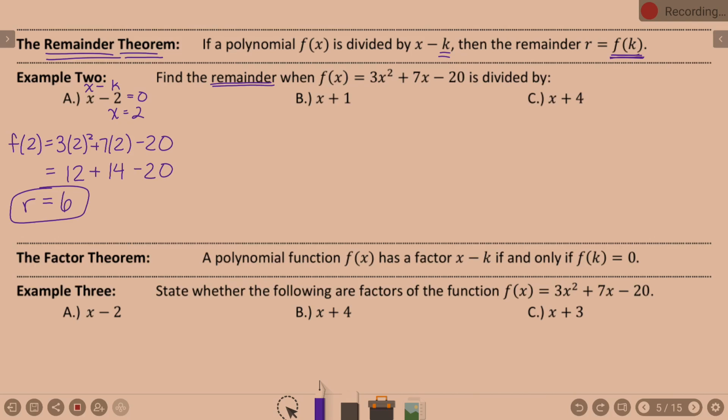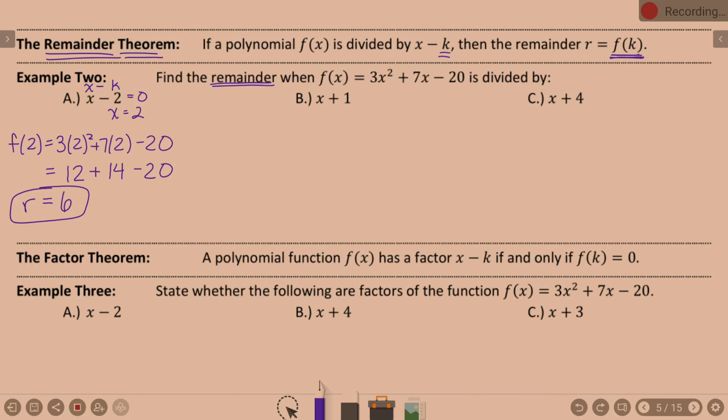Now, could you have done long division to find that? Oh, yes, you could have. Could you have done synthetic division, which we won't review till tomorrow? Yes, you could have also done synthetic division. Talk to an Algebra 2 kid. They just learned synthetic division. They can remind you.